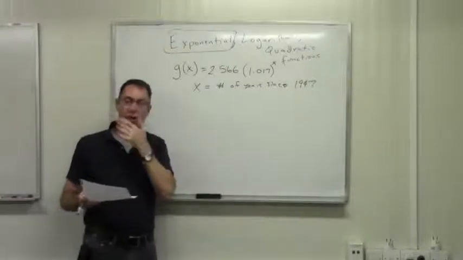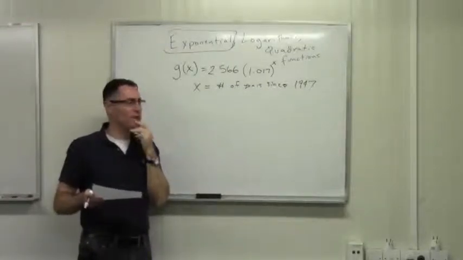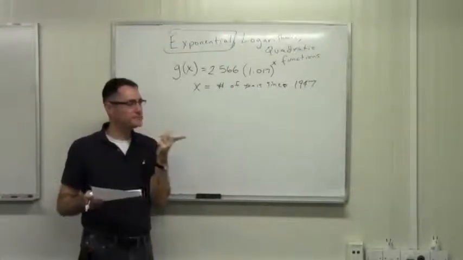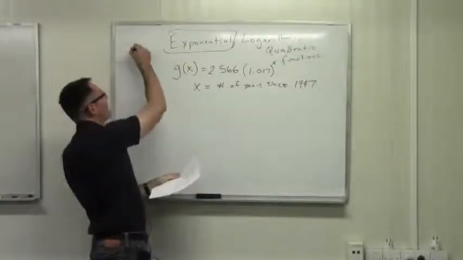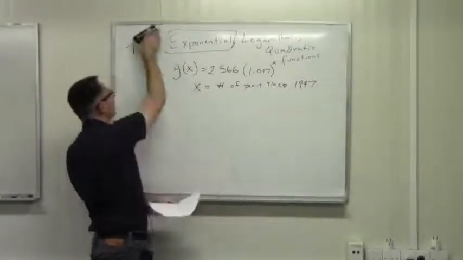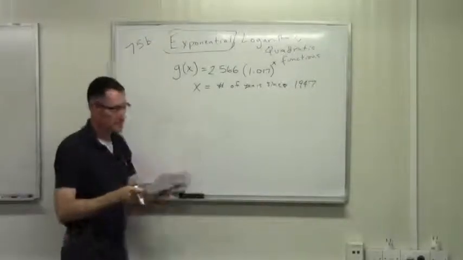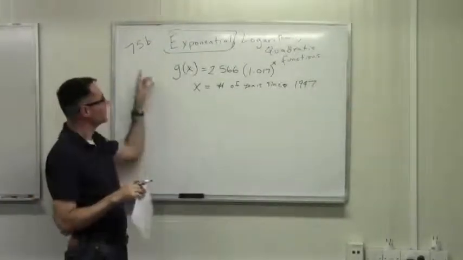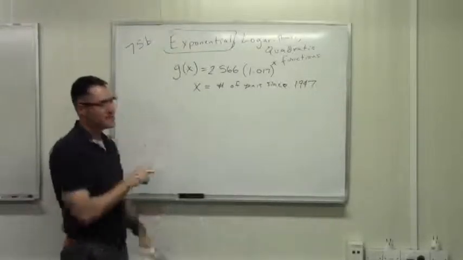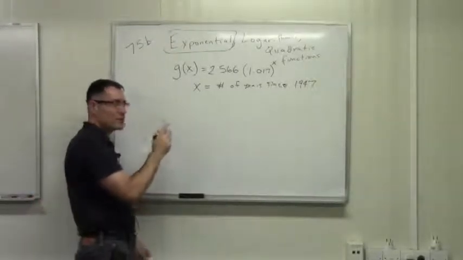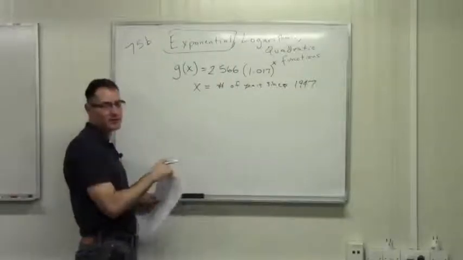Anybody know what the population of the world is right about now, 2013? About 7.5 what? 7.5 billion. Let's see how close this gets for us. So since 1947, that's the number of years. So how am I going to find out what x is going to be in this case?